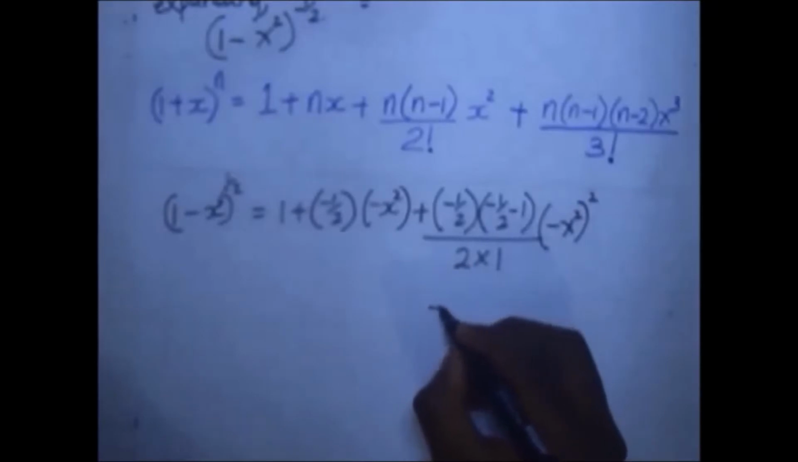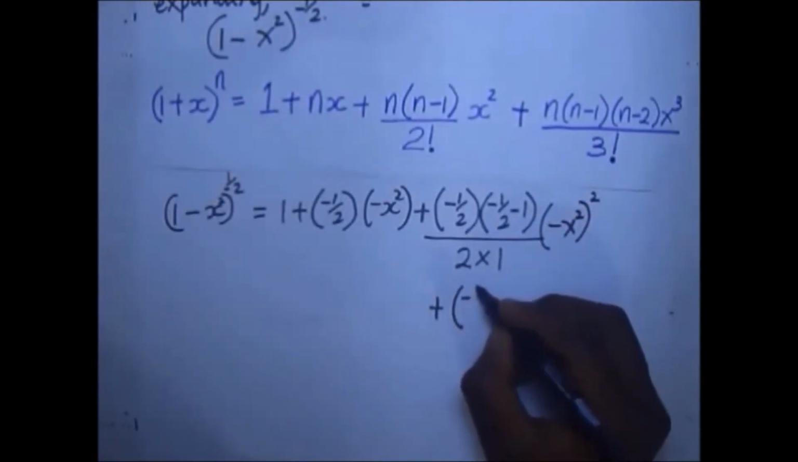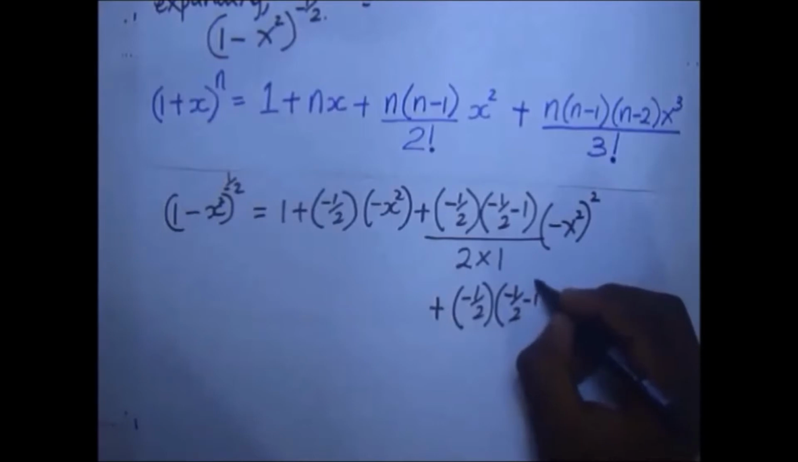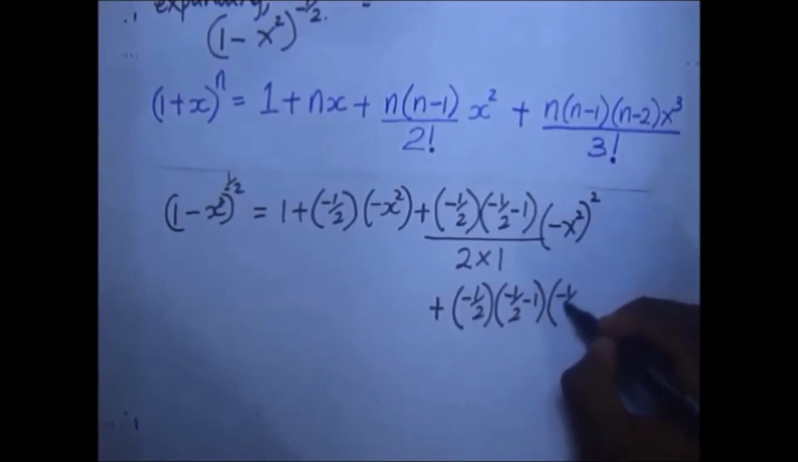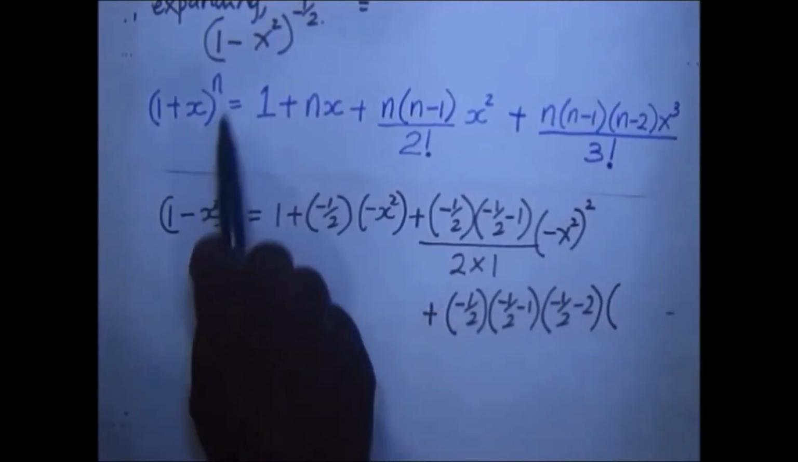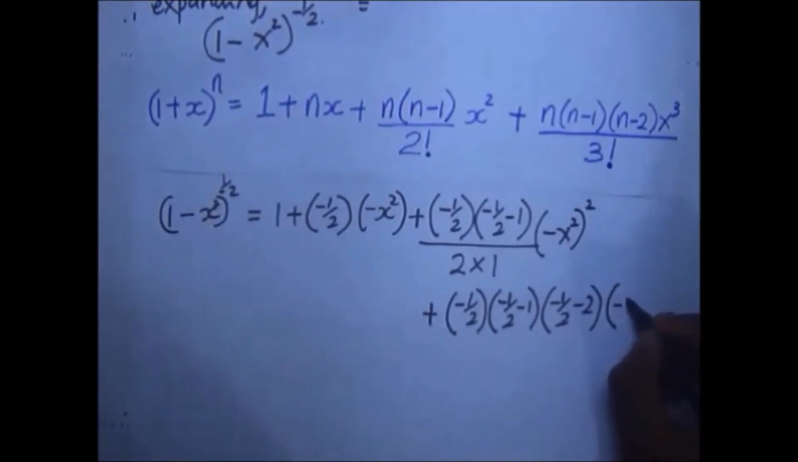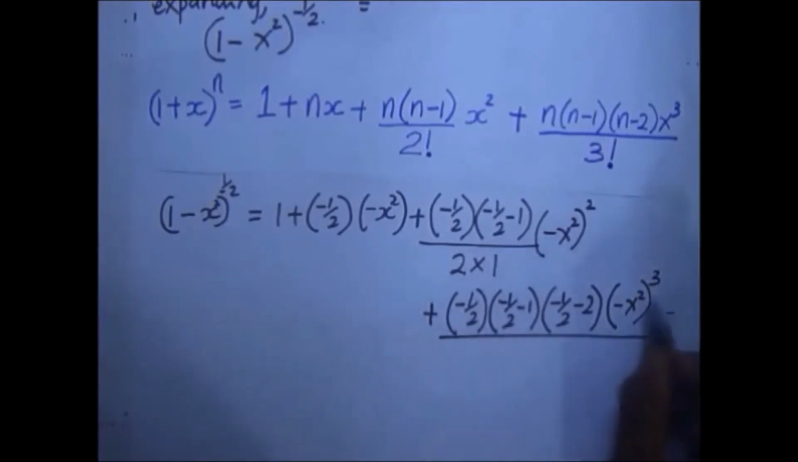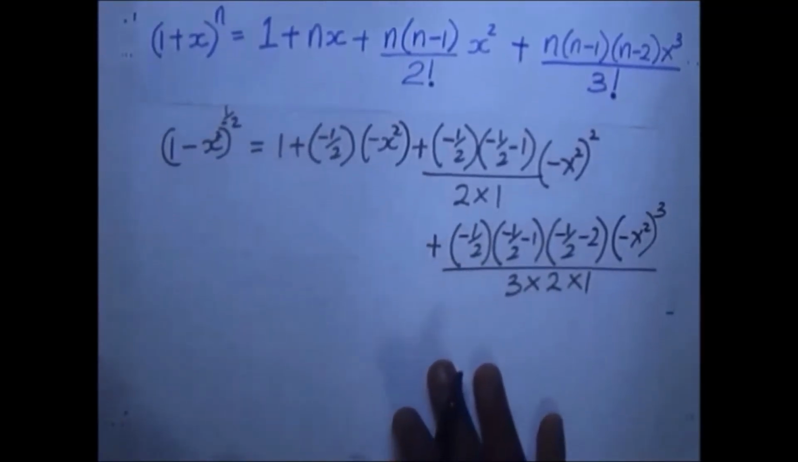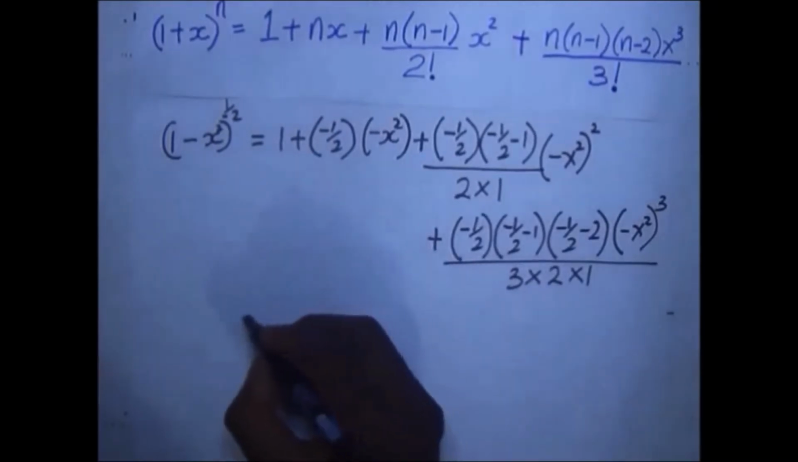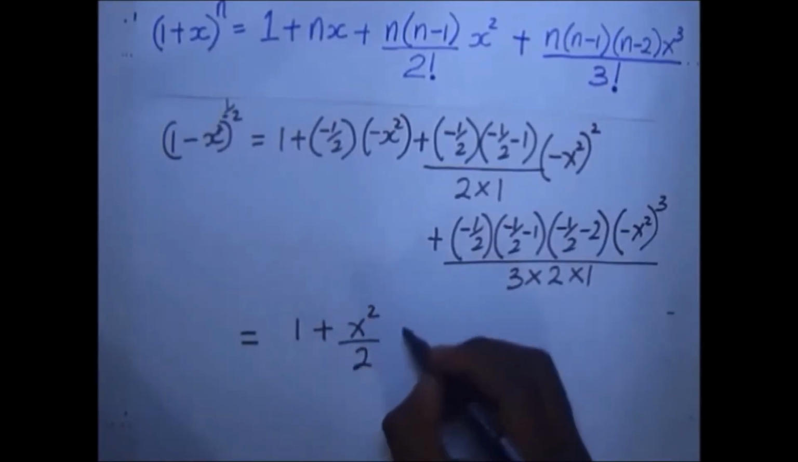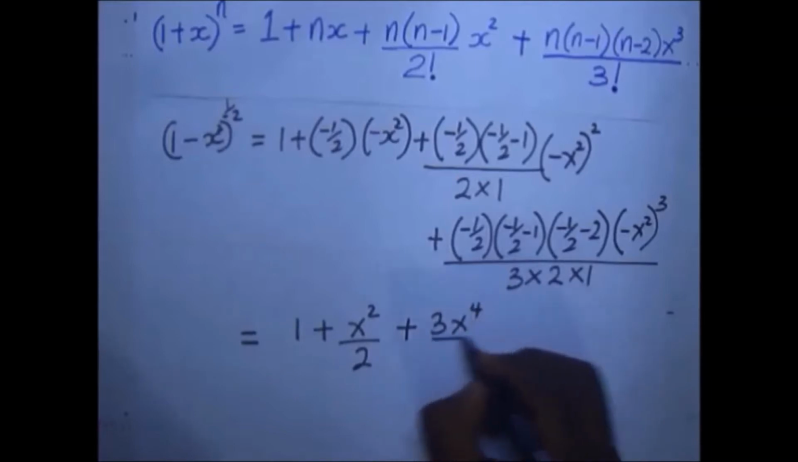And we continue with the third term, which, substituting in, is going to become negative a half into negative a half minus 1 into negative a half minus 2 times x to the power 3. What is x to the power 3? Our value of x is negative x squared, so it's negative x squared to the power 3. Divide all that by 3 factorial. 3 factorial is 3 times 2 times 1. So our expansion there is simply going to become 1 plus x squared over 2 plus 3x to the power 4 over 8.